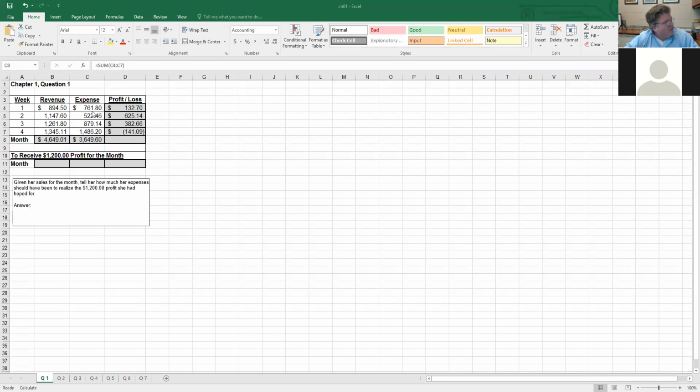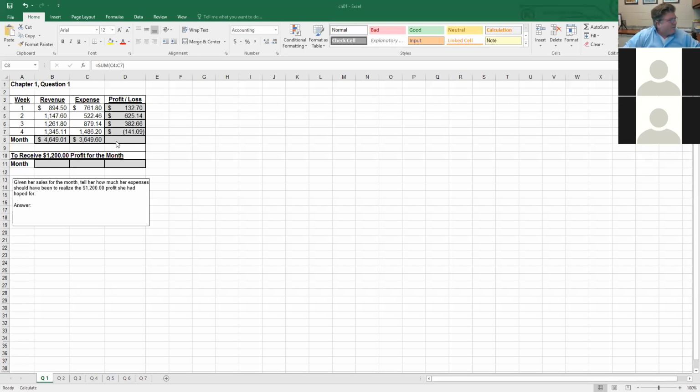So what it's asking you for right here in the profit or loss is the difference. You took in $894.50. Can you see that? Yes. That's all the money you took in. You spent $761.80. What's the difference between the two? The $132.70. That's it. So each of these in this profit or loss is the difference between revenue and expense.